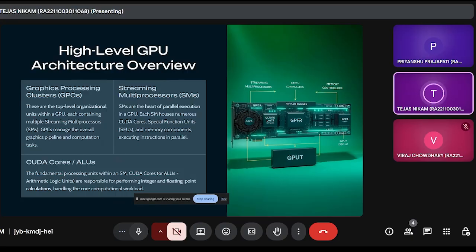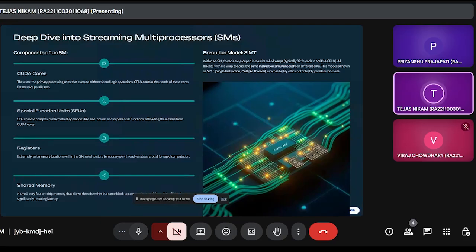Now, let's have a deep dive into the streaming multiprocessor or SM. What are the components of an SM? First is the CUDA core. These are the primary processing units that execute arithmetic and logical operations. GPUs contain thousands of these cores for massive parallelism. Special function units, SFUs: SFUs handle complex mathematical operations like sine, cosine, and exponential functions, offloading these tasks from CUDA cores.